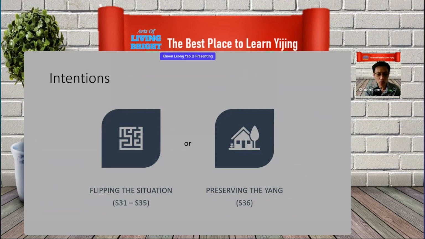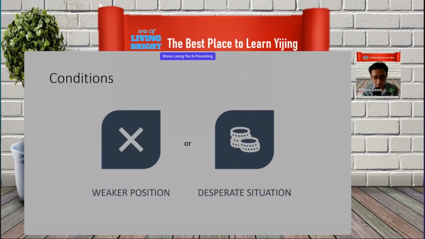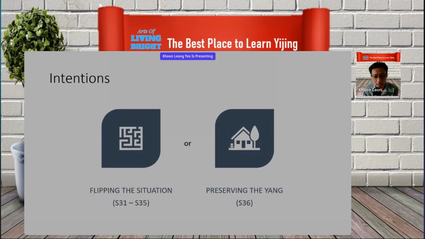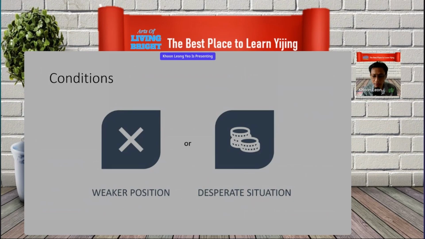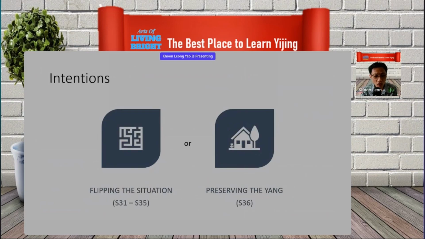Okay, so basically these two slides, the earlier slide, the condition and the intention, actually help to explain when should you look at line 1, when should you look at line 2, when should you look at line 3. But that doesn't mean that when you consider yourself in line 1, you can only go for 31 to 36. No, this is just a guideline.